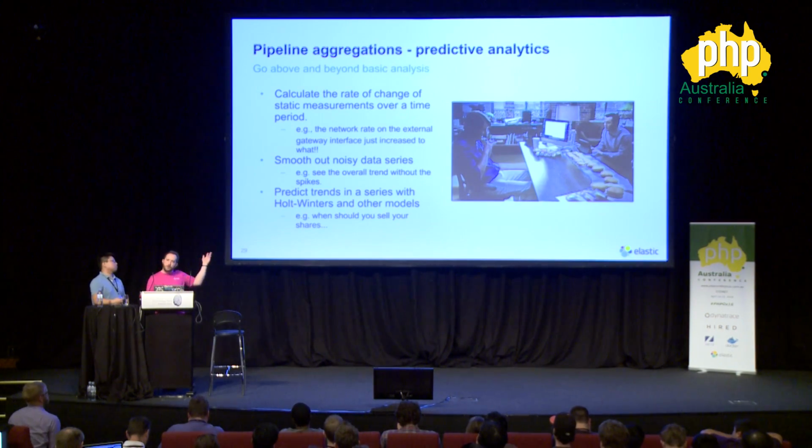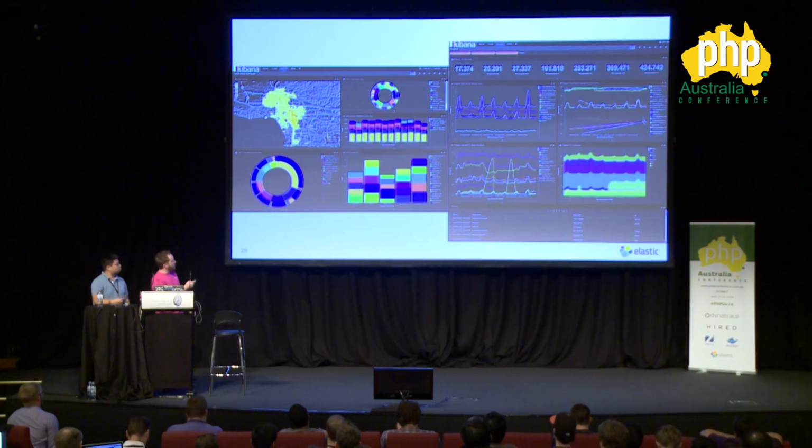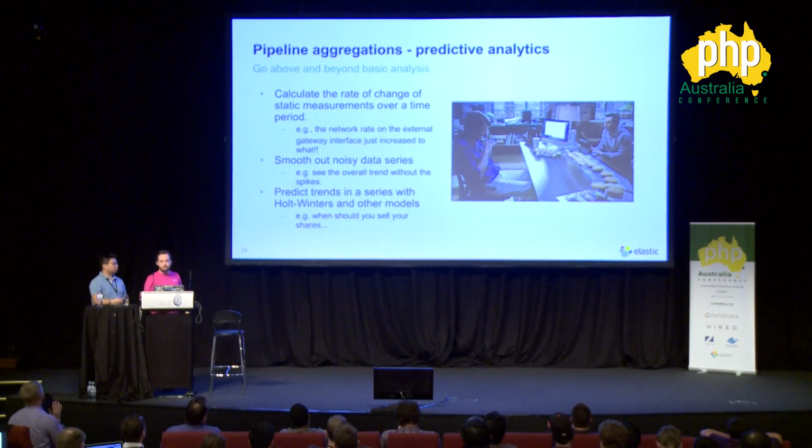The other thing you could do is smooth out your noisy data. So you have a data chart which is really jaggedy. You can smooth it out so that you can see the micro and macro trends in that data, as opposed to just a whole bunch of random spikes.